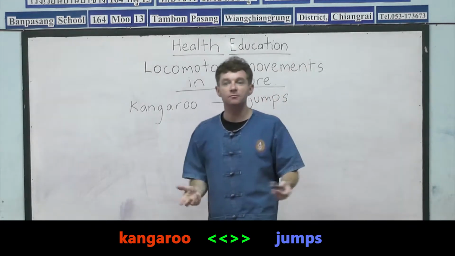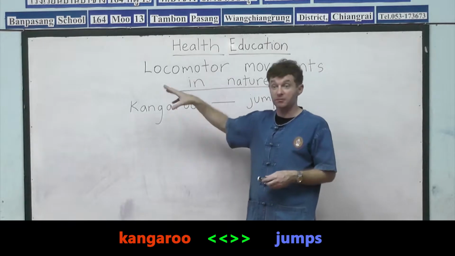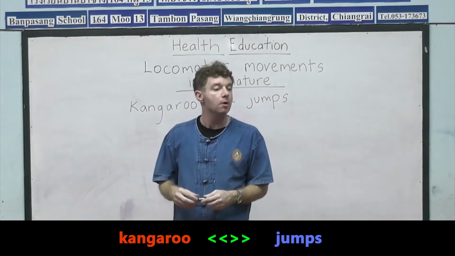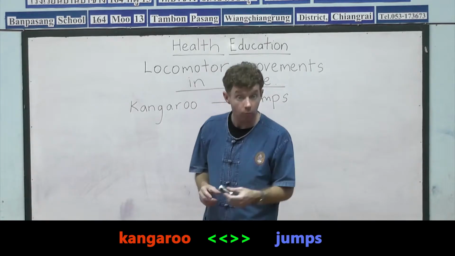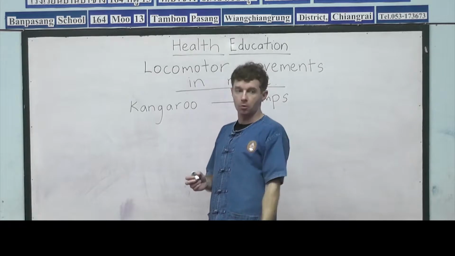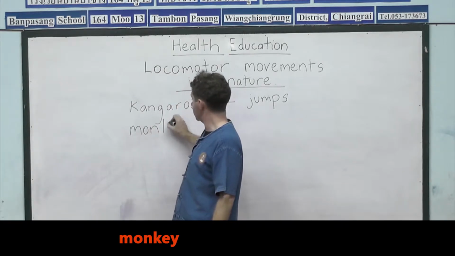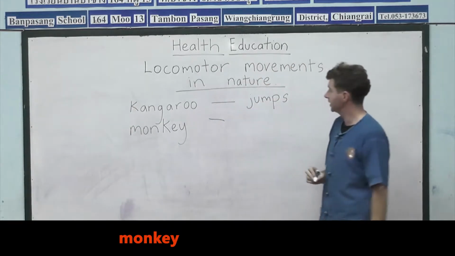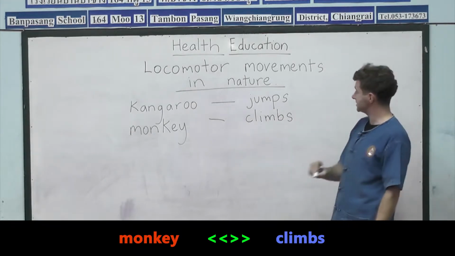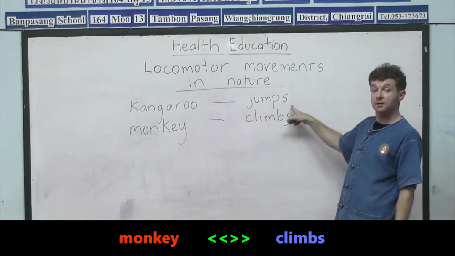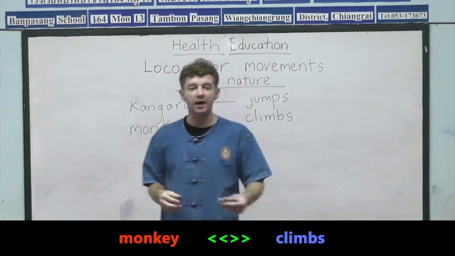Any other animals and types of movements? What will a frog do? Jump. Okay, so we have jumps, kangaroo, frog, monkey. What can a monkey do? Climb. Monkey can climb. Monkey can walk too, but we'll say climb because I think the monkey is best for climbing. How do we spell monkey? M-O-N-K-E-Y. Monkey climbs. C-L-I-M-B-S. Kangaroo jumps. Monkey climbs.